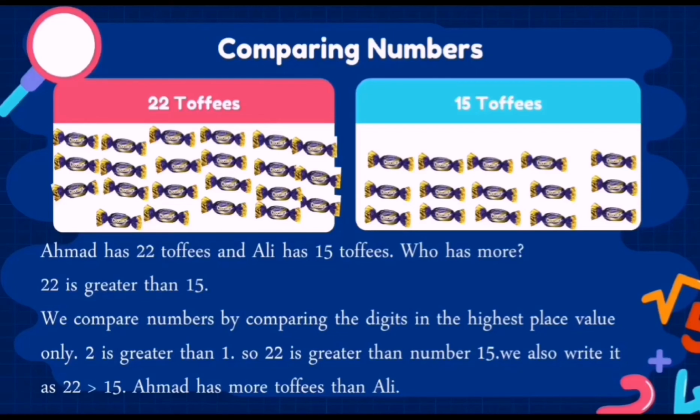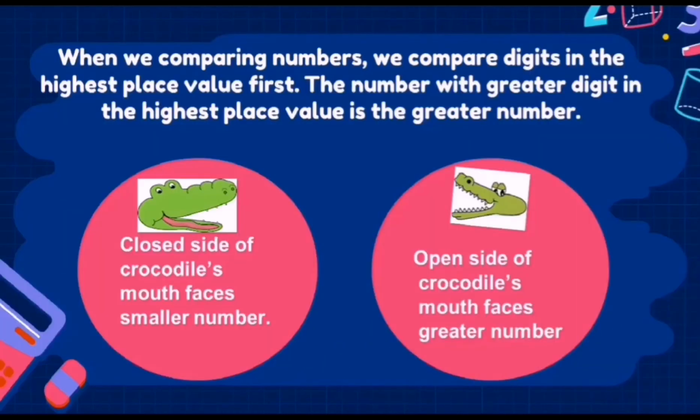We also write it as 22 is greater than 15 and we use a special symbol to represent greater or smaller numbers. So Ahmad has more toffees than Ali. Students, here are the symbols which we use to compare numbers. We compare digits in the highest place value first. The number with the greater digit in the highest place value is the greater number.